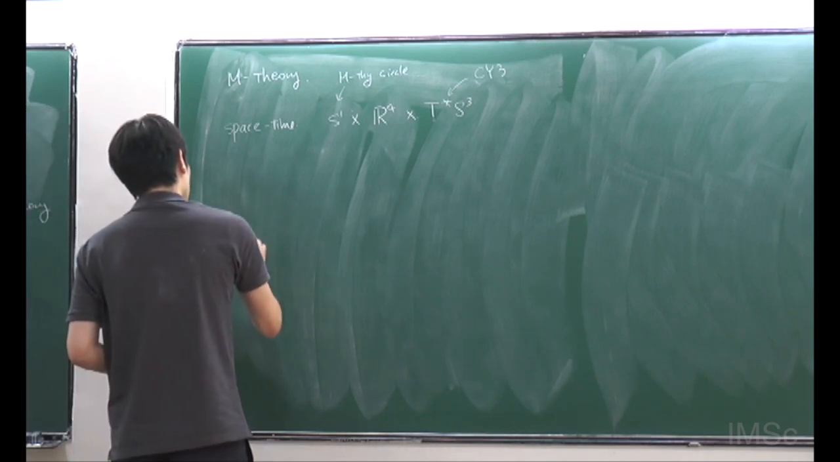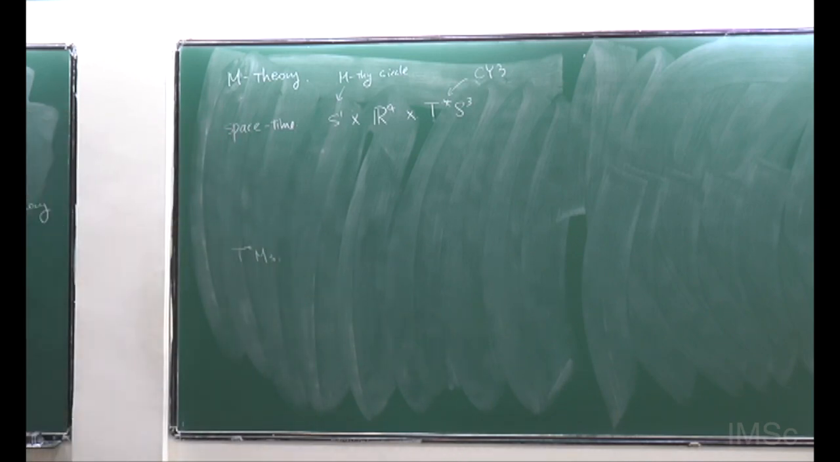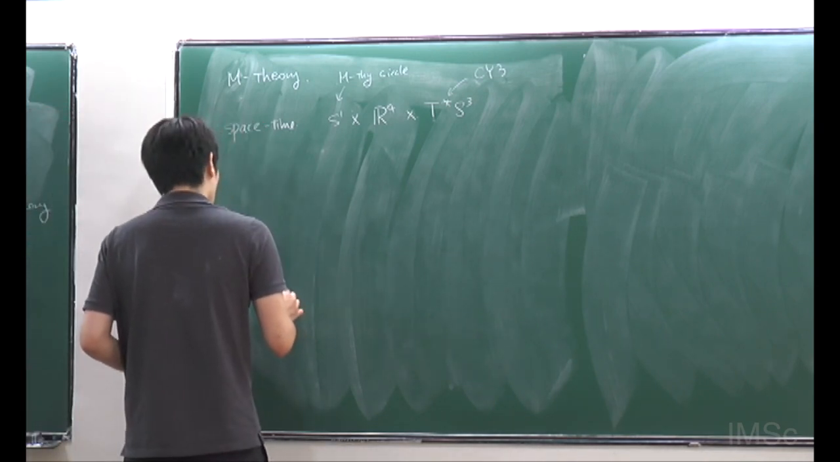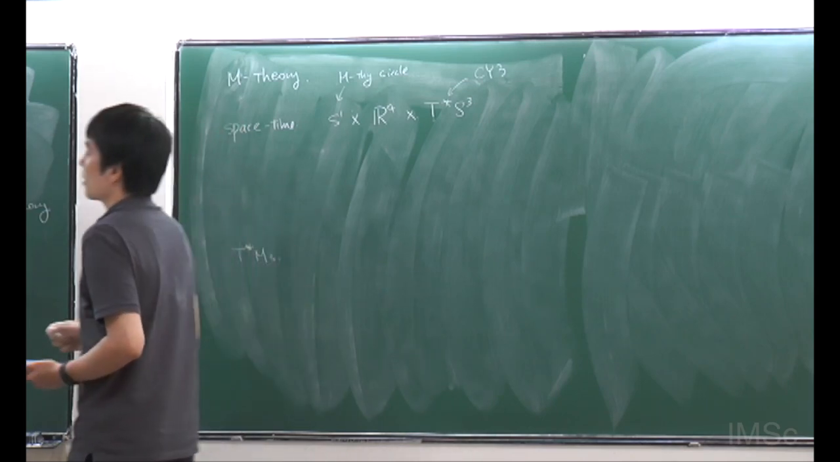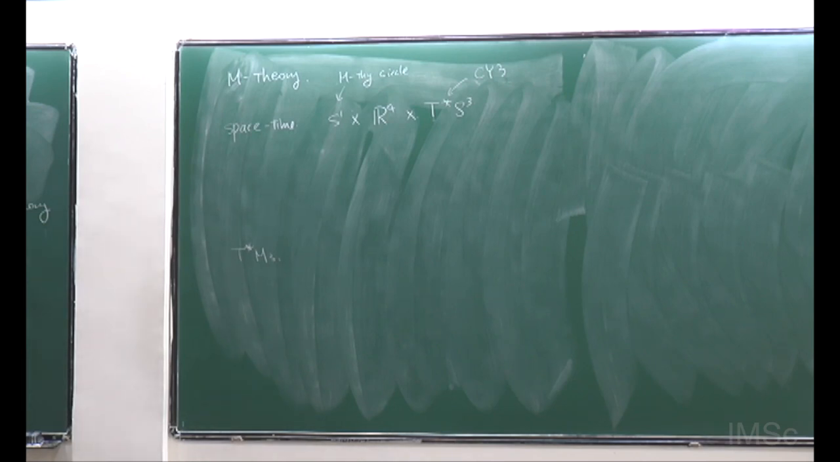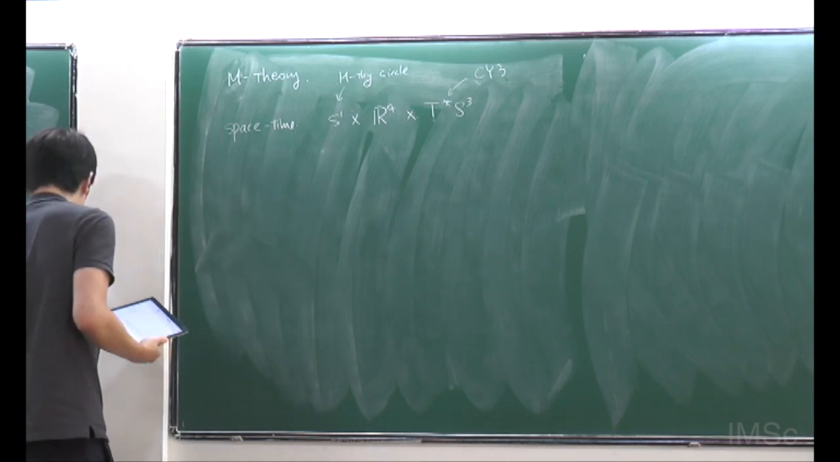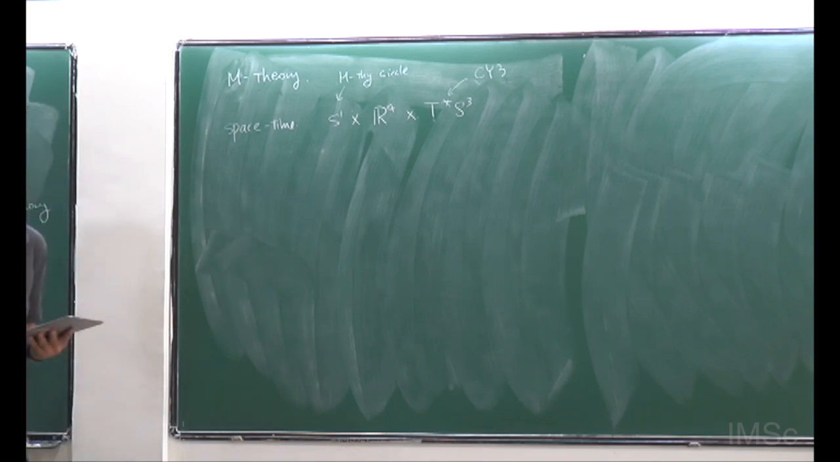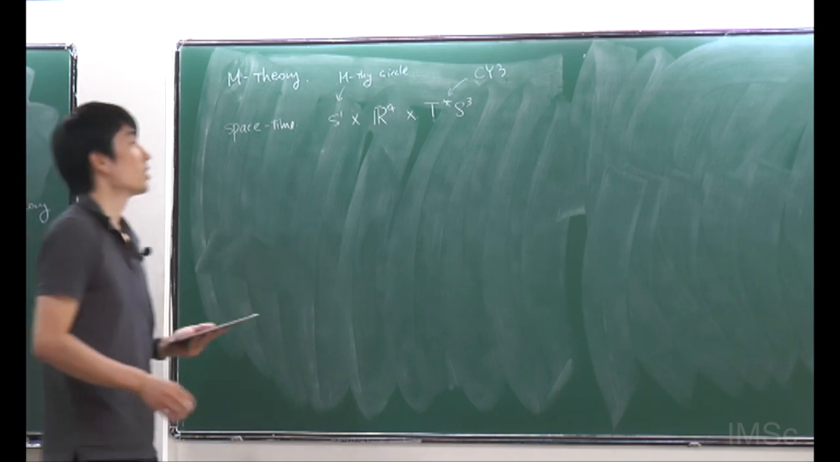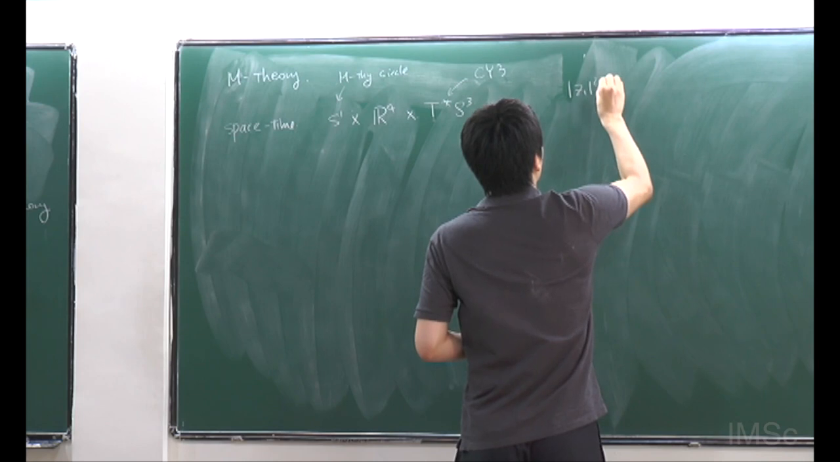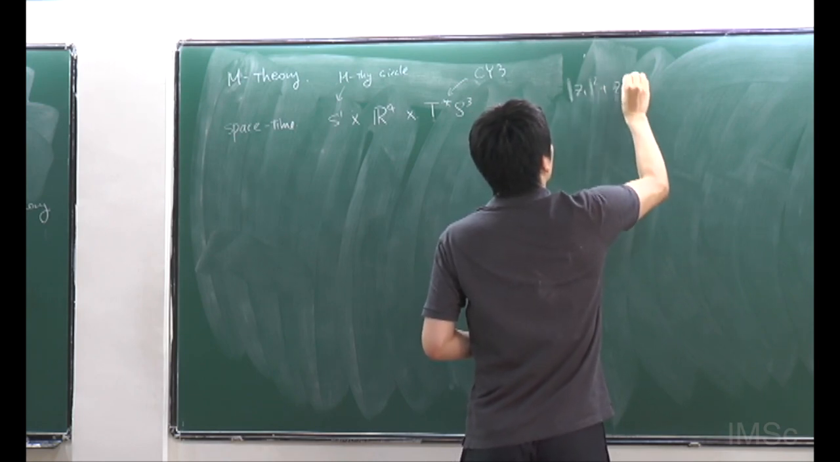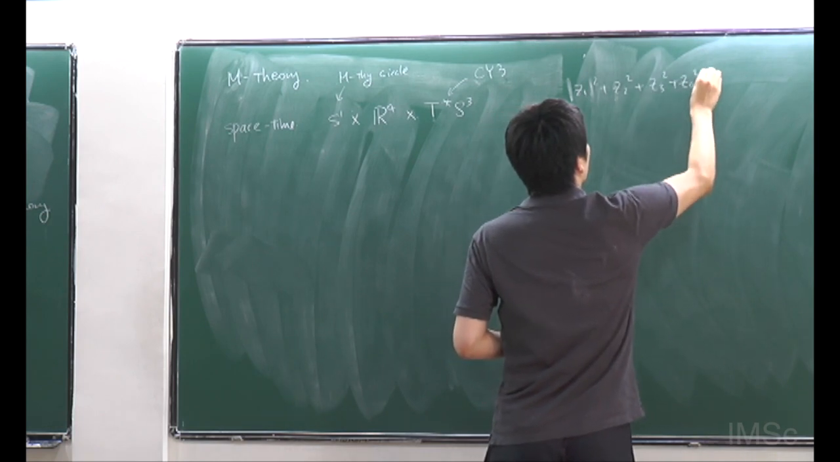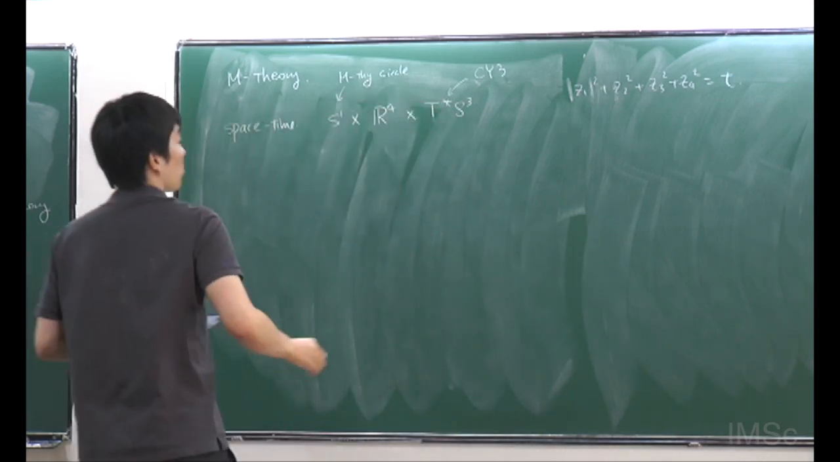The T-star of a compact oriented manifold is always Calabi-Yau. There is a theorem. Because I can see the symplectic structure, but I can't see the complex structure. I will explain it to you. This one can be realized in the following form: z1 squared plus z2 squared plus z3 squared plus z4 squared is equal to t. Okay.